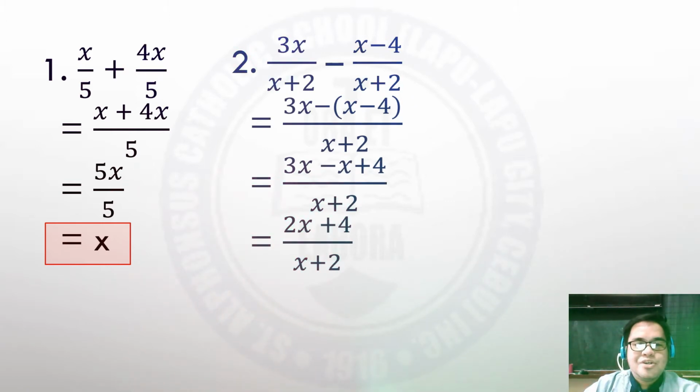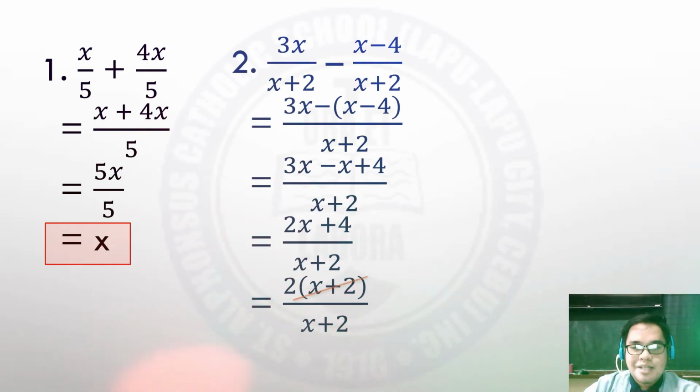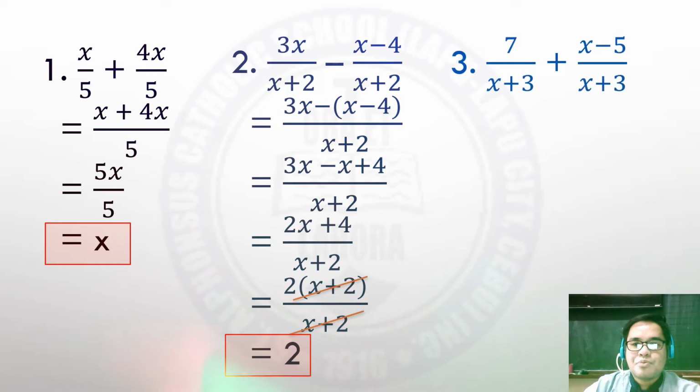Now simplify them further and you will get 2x plus 4 over x plus 2. As you can see, 2x plus 4 does have common factors to each term. So factor it out and it will become 2 times the quantity of x plus 2 over x plus 2. Then cancel them out because they are the same and the answer will become 2. For number 3, the same process. We have 7 over x plus 3 plus x minus 5 over x plus 3.